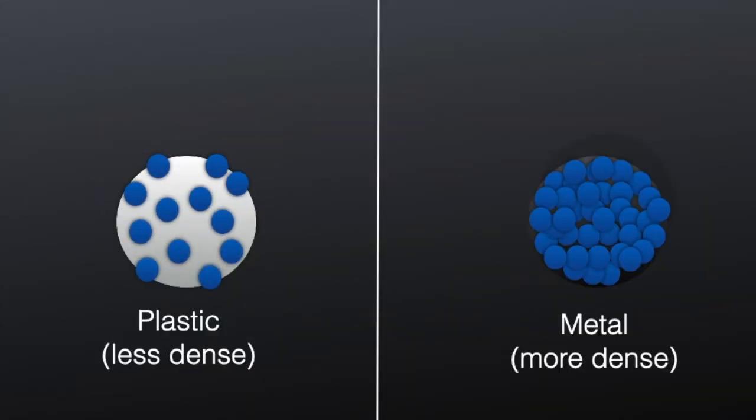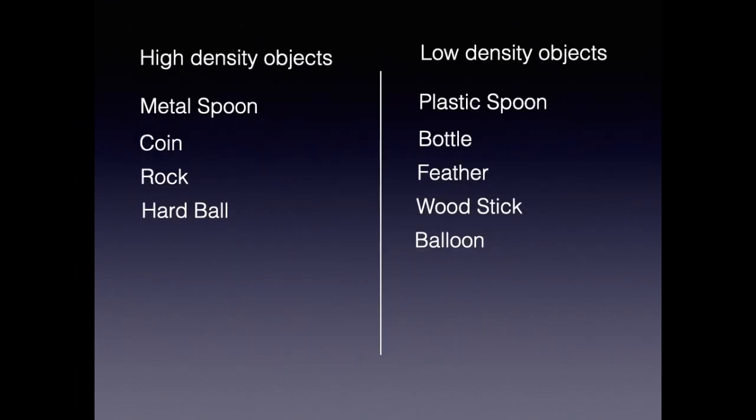So if the object is more dense than water, it'll sink. On the other hand, if the object is less dense than the water, it'll float. Let's see the chart of the high-dense objects and the less dense objects. Some high-dense objects are rocks, coins, metal spoons, and hard balls. Some low-dense objects are bottles, plastic spoons, wooden sticks, and balloons. Now we understand that objects with a high density sink and objects with a low density float.